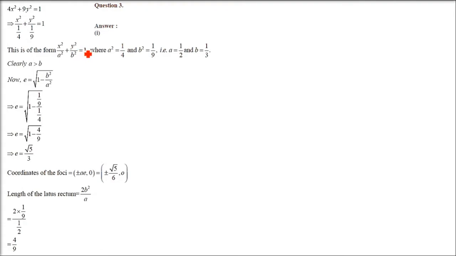Now the third question here has different parts. The first part is to find the eccentricity, coordinates of foci, and length of the latus rectum of this ellipse. For a horizontal ellipse the latus rectum will be 2b square by a. I'll do it step by step, so all the 3 parts you'll possibly be able to do by yourself. It's 4x square plus 9y square equals 1. First we will write it in the form of x square by a square plus y square by b square equals 1.